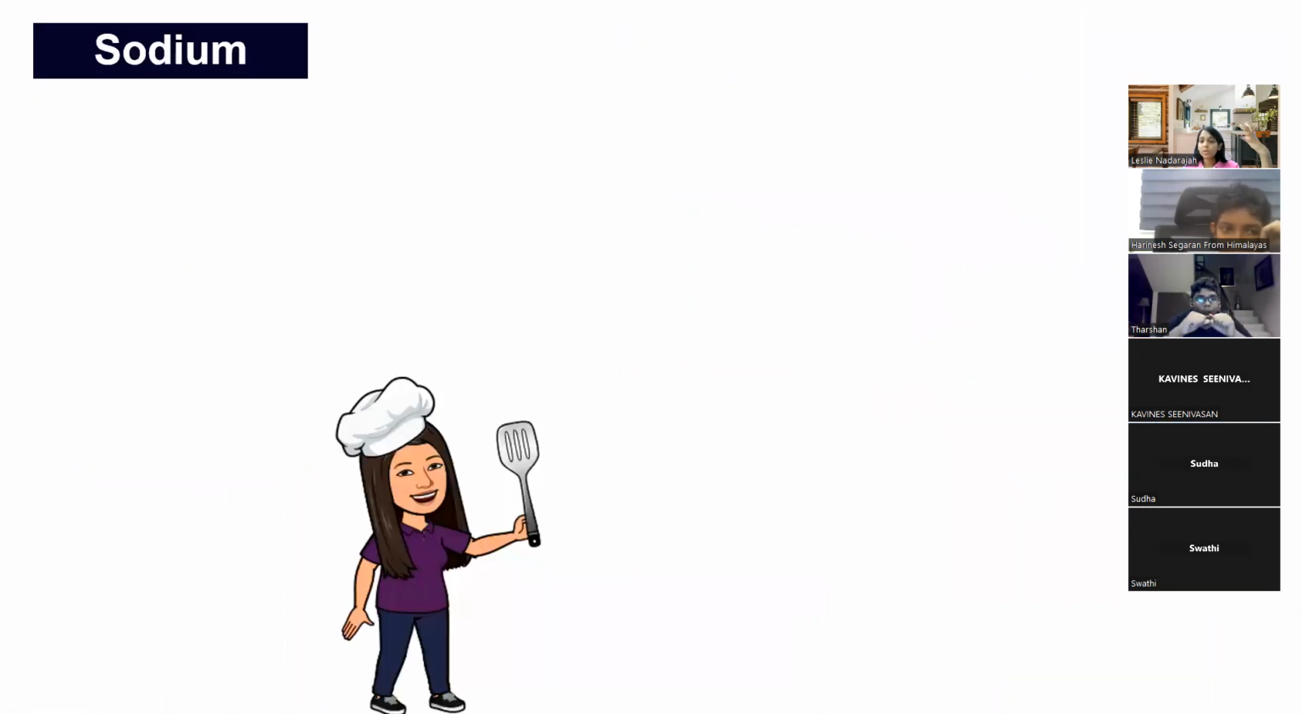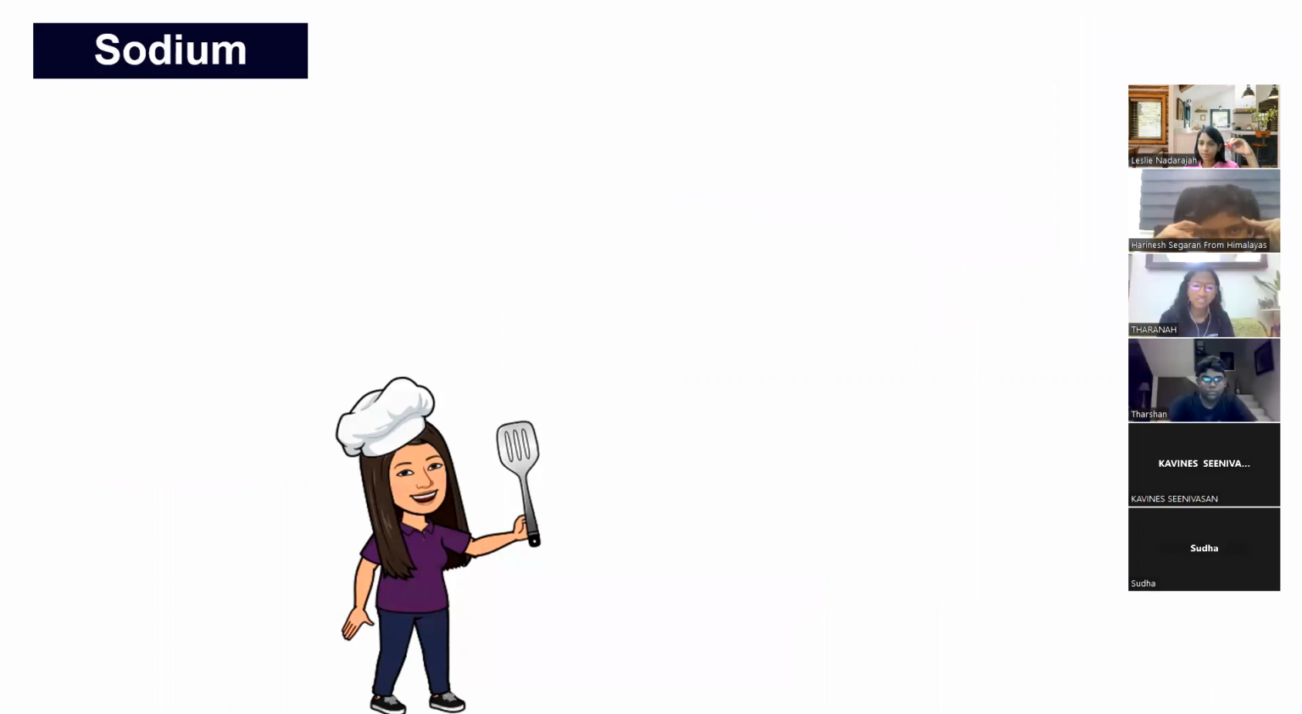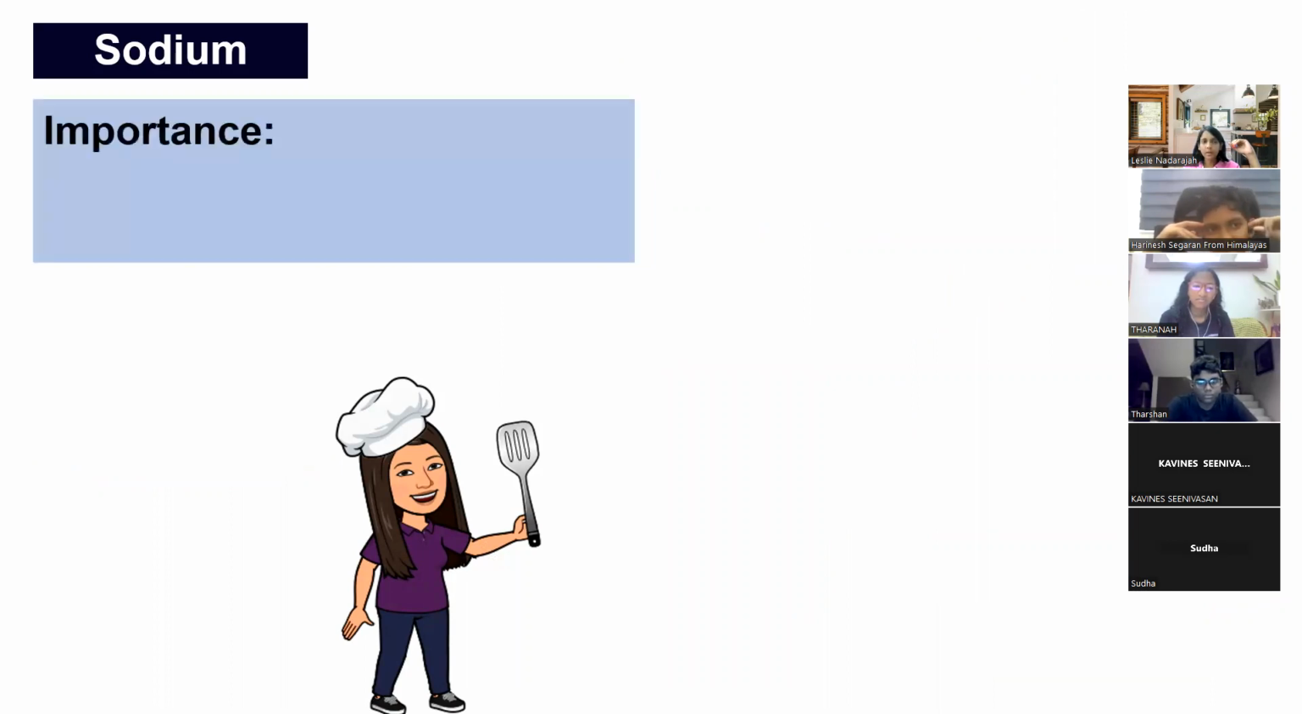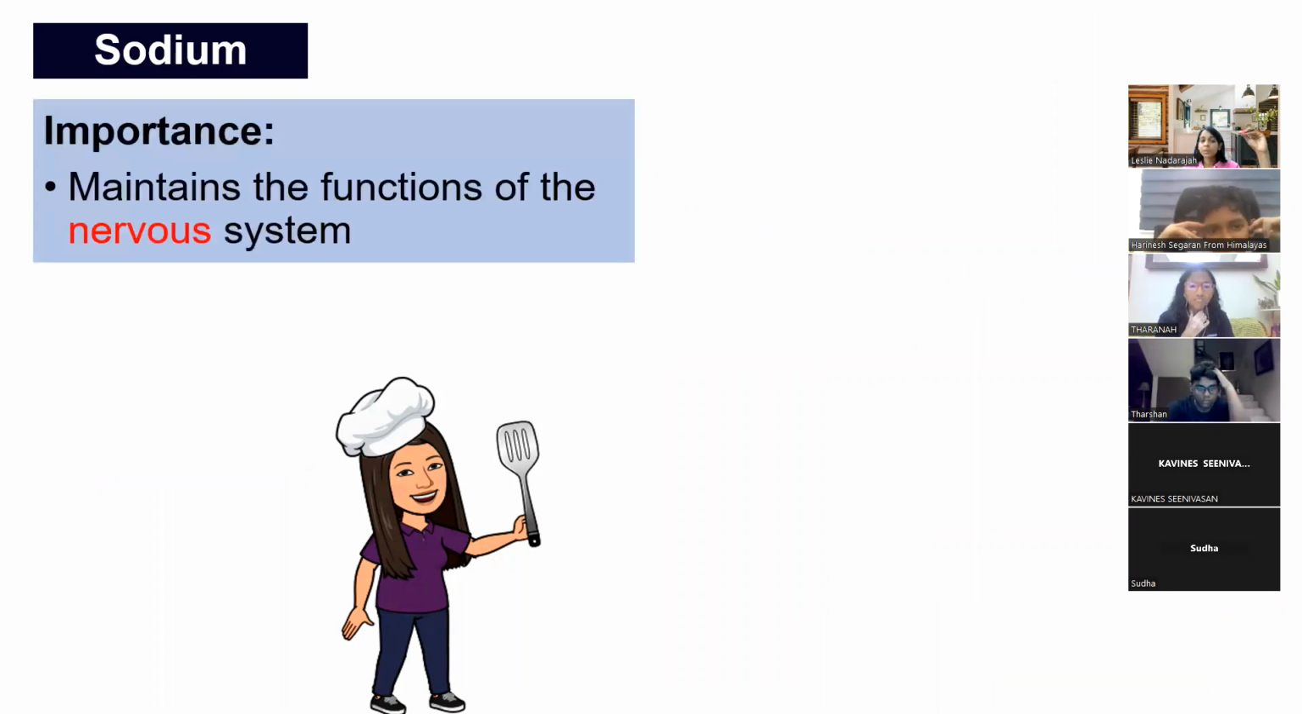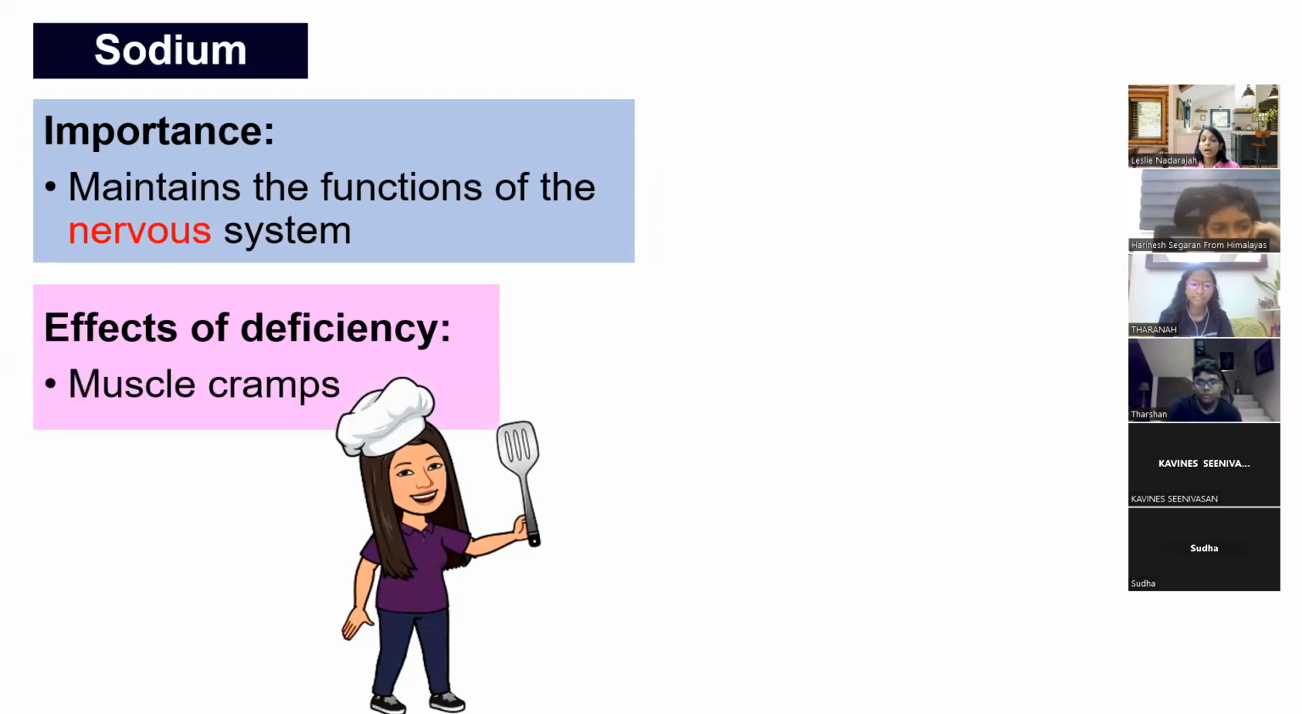Where can I find sodium? Where can teacher find sodium? Is it salt? Salt, correct, very good. Sodium will maintain the function of our nervous system. So you want your nervous system to function well, you need sodium. If you don't have sodium, you will get muscle cramps.